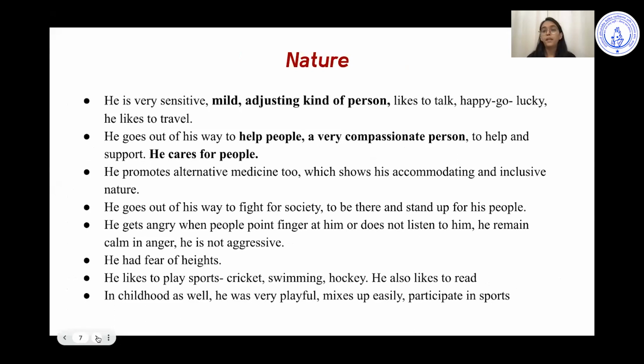So we asked his family what his basic nature was before. They said that he was very sensitive and very mild. He is a very compassionate person.